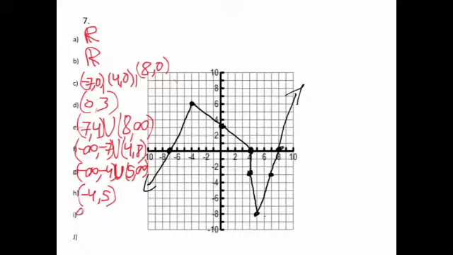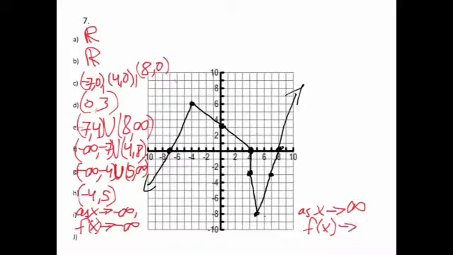Next part, end behavior. As I go left forever, as my x approaches negative infinity, my function keeps going down and down and down with nothing stopping it. So it's going to approach negative infinity. And then as my x's go to positive infinity, my function keeps going up and up and up without stop. There's nothing blocking its way, so it goes up to positive infinity.